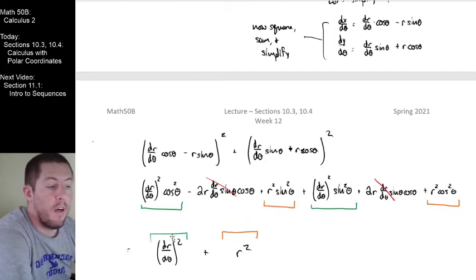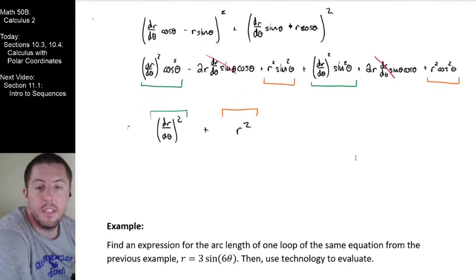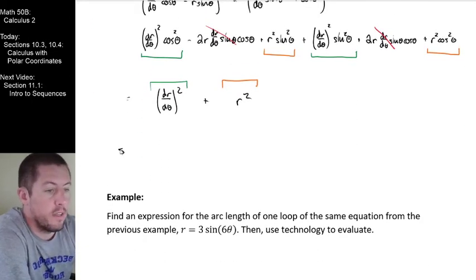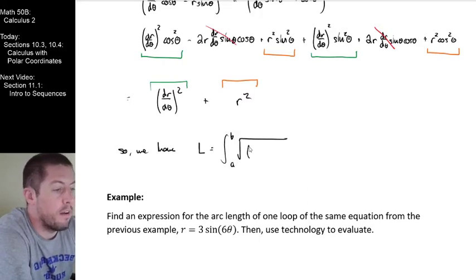So remember, all this math that we just did was for the term underneath the square root in our arc length formula. So it now seems like we've found that the arc length formula in polar is the integral from a to b of the square root of dr/dθ squared plus r squared dθ, right?